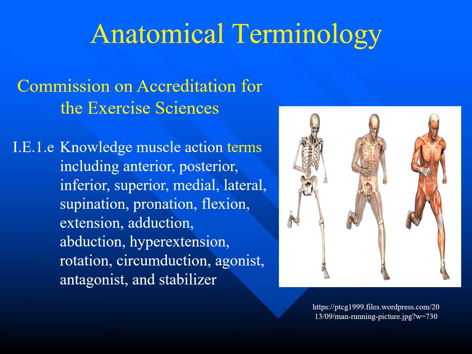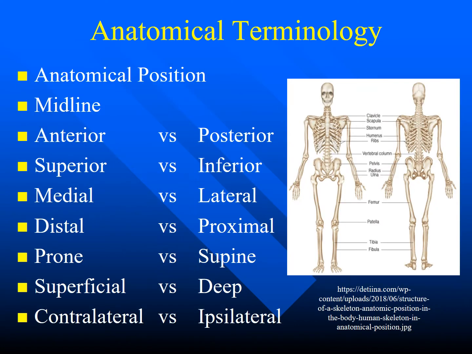The Commission on Accreditation for the Exercise Sciences has established content knowledge, skills, and standards for what all exercise scientists should know. Their first standard that we're going to cover in our series is Standard 1E subset 1E, which basically says exercise scientists should have the knowledge of muscle action terms, including anterior, posterior, inferior, superior, and so on. And that's what we're going to cover in today's session. So let's start off with some fundamental anatomical terminology.